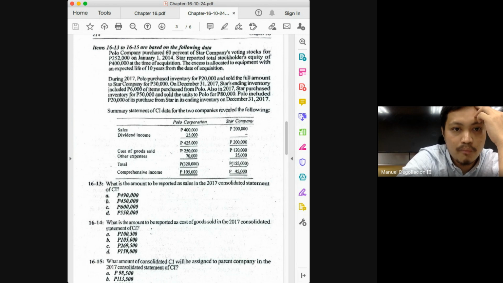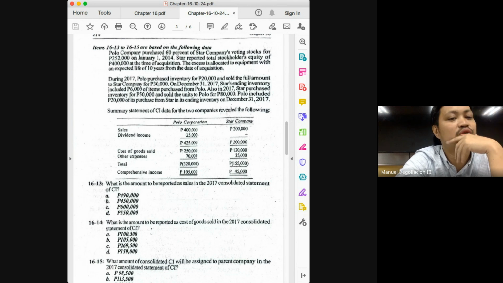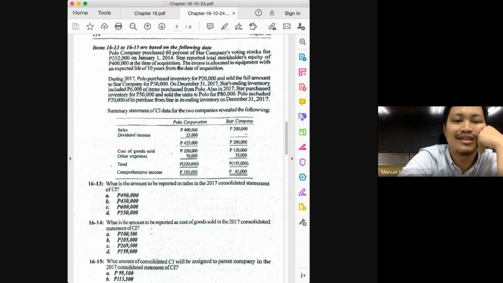Okay, so the formula, class, you just have to remember the formula. Consolidated cost of goods sold is the cost of goods sold of the parent plus the cost of goods sold of the subsidiary minus your intercompany sale, and then adjust for the markup on beginning and markup on ending. But this time, class, the adjustment would be opposite.